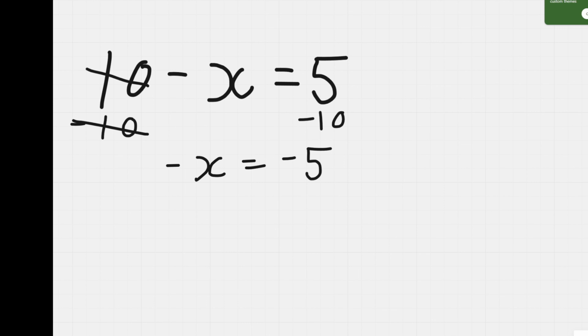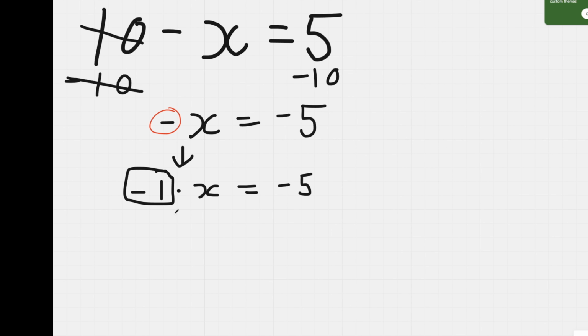Okay, I'm almost there, but I just have this negative. I don't want negative x. I want positive x. So what do I have to do? This is actually the same thing as negative 1 times x equals negative 5, right? Because anything times 1 is just itself, but it's a negative, so this is a negative 1.